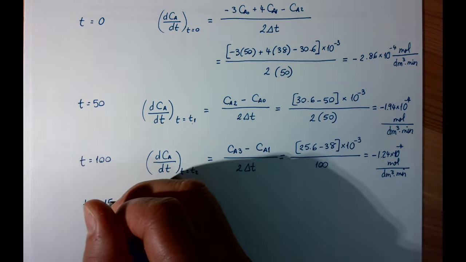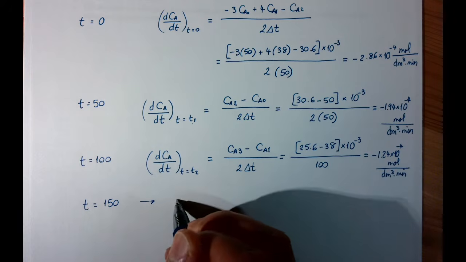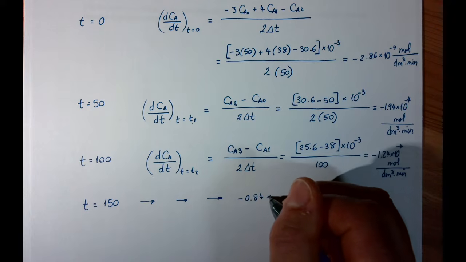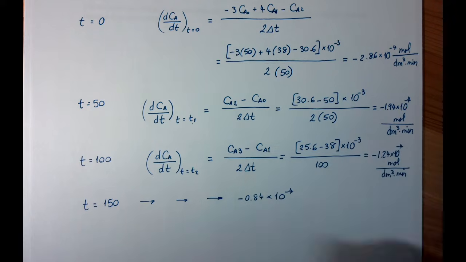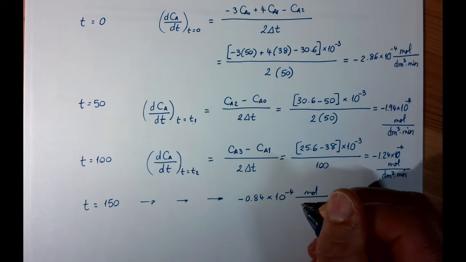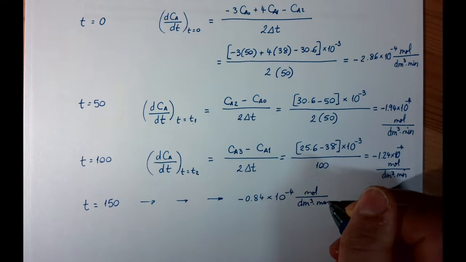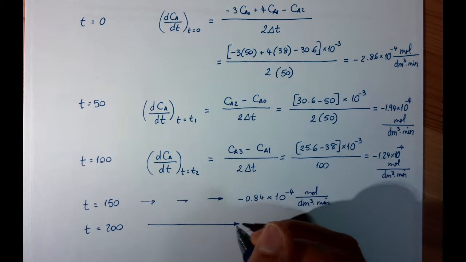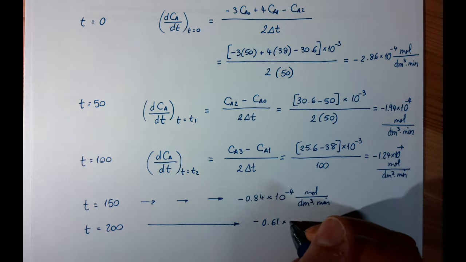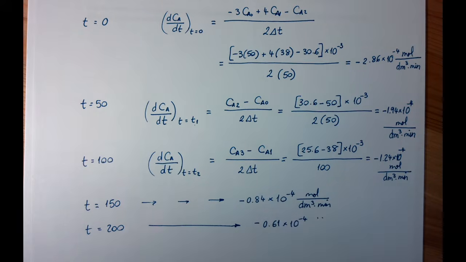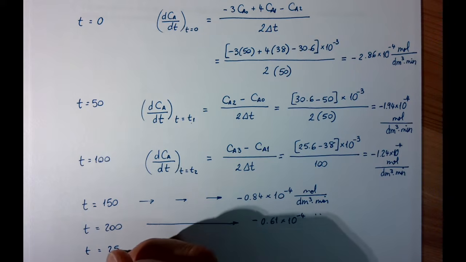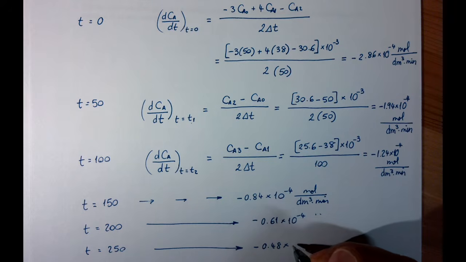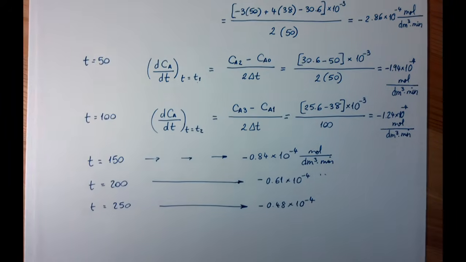So for 150 minutes, following all these same steps that I did here, you should get minus 0.84 times 10 to the minus 4, same units, moles per cubic decimeter per minute. For time 200 minutes, following the same steps, you'll get minus 0.61 times 10 to the negative 4, same units. For time 250, you're going to get minus 0.48 times 10 to the negative 4.